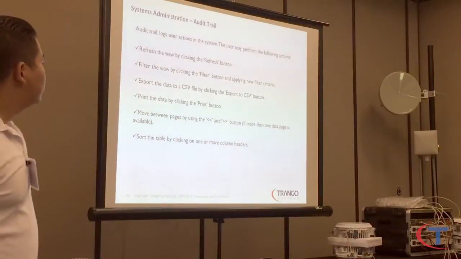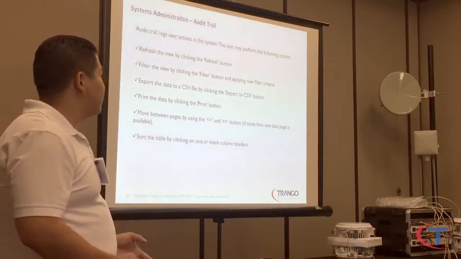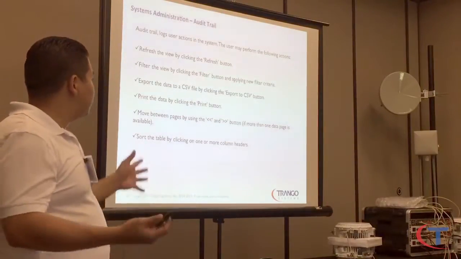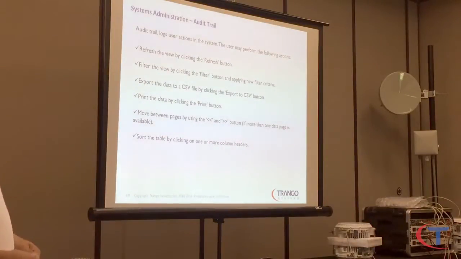Audit trail. Log users' actions in the system. Who did what when they went in there. The user may perform the following actions: refresh the view by clicking the refresh button, filter the view by clicking the filter, export the CSV file, print the data by clicking print, move between pages by using the back and forward buttons, and sort the table by clicking on one or more column headers.